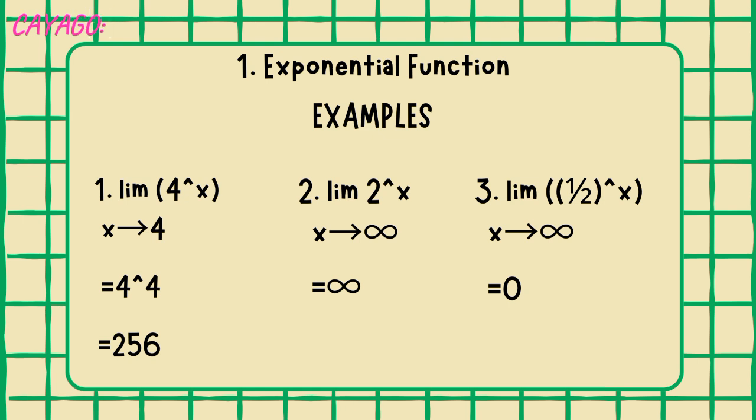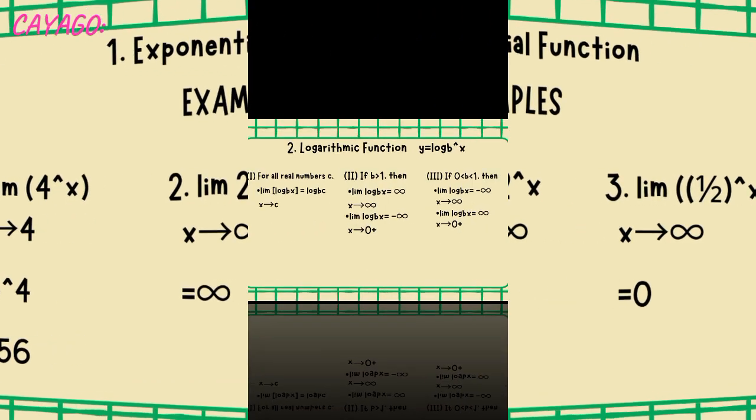Exponential function examples. Using the first theorem, let's have the first given. The limit of 4 raised to x as x approaches 4 is 4 raised to 4, which equals 256. For the second given, let's use the second theorem. The limit of 2 raised to x as x approaches infinity equals infinity. For the last given, we're going to use the third theorem. The limit of 1/2 raised to x as x approaches infinity equals 0.